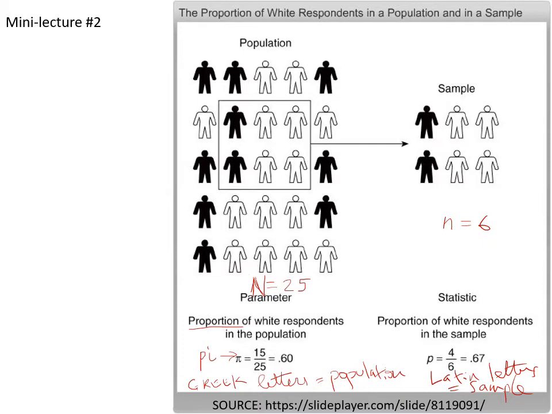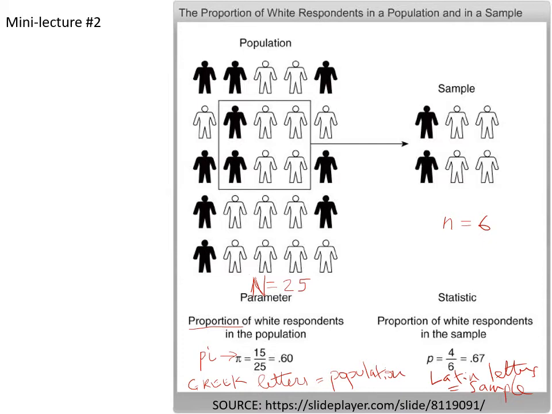We see here that in this population, 60% or 0.6 of the population are white, meaning that 0.4 of the population are black. If we take a random sample, we will typically get a value that is close to the population parameter, so to the actual value.